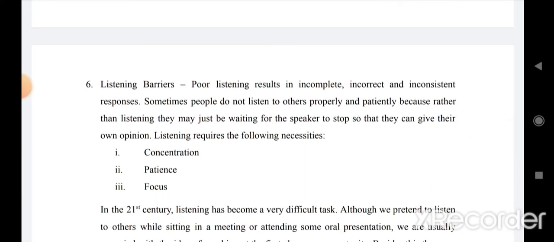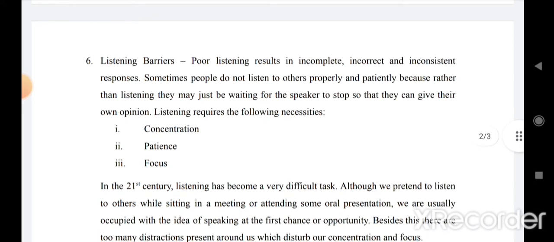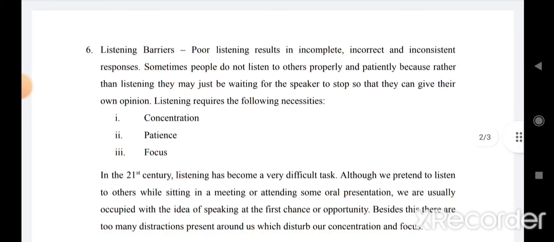Then we have listening barriers, right? Due to poor listening, there can be miscommunication. So, poor listening results in incomplete, incorrect, and inconsistent responses. If you're not able to listen to what the message is trying to communicate, the response is obviously going to be flawed. Sometimes people do not listen to others properly and patiently because rather than listening, they may just be waiting for the speaker to stop. Everybody wants to talk at the same time, nobody wants to listen to anybody.